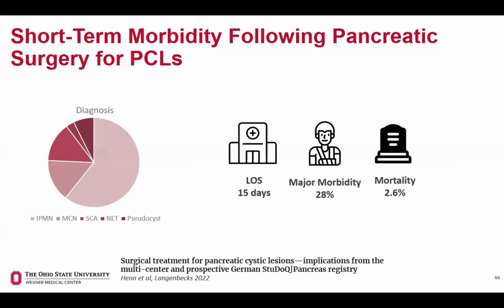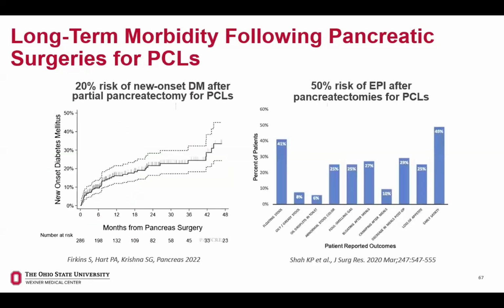And these rates are probably even slightly higher if you look outside the United States. This is a prospective registry study from Germany. Again, pancreatic resections for cystic lesions. And here they had a mean length of stay of 15 days, major complication rate of 28%, and mortality rate of 2.6%. And if you extend, probably a 90-day mortality would be a better metric to look at, or other patient-centered outcomes. And these rates of complications and morbidity are probably even higher.